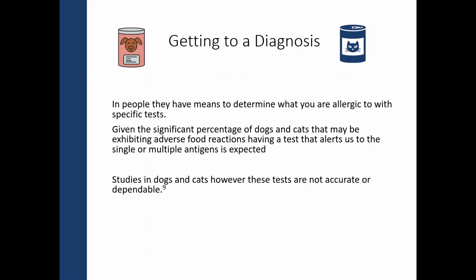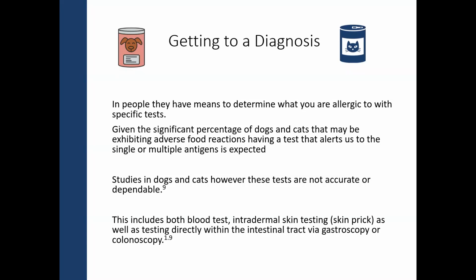However, studies in dogs and cats show that these tests are not always accurate or dependable. This includes blood tests, intradermal skin testing, and more invasive testing like gastroscopy. So not all of these tests have been shown to be dependable and accurate in every case.